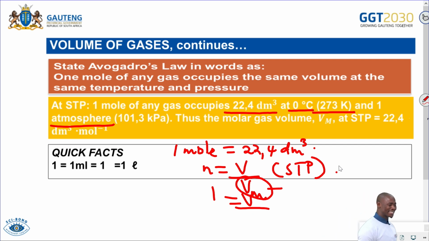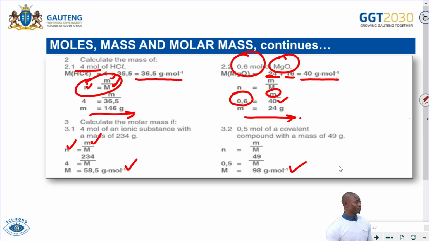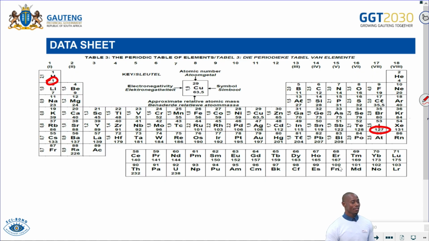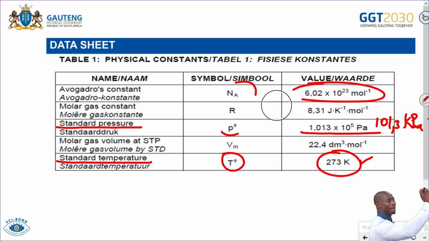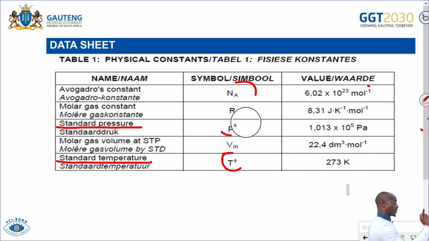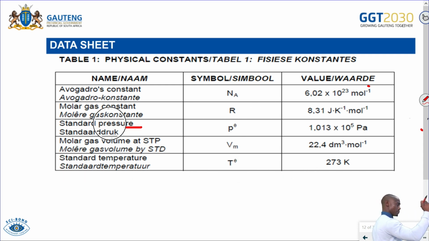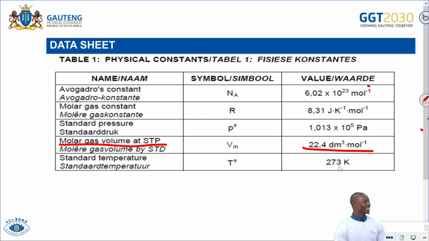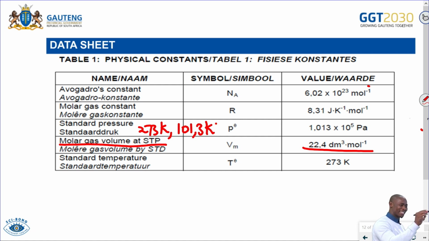The molar gas volume at this temperature and this pressure, the standard temperature and standard pressure, what is the molar gas volume at 273 and 101.3 kilopascals? Let's check the value of the molar gas volume at standard temperature and pressure. You can see that these values are very, very important. The molar gas volume at STP is 22.4 cubic decimeters per mole, at 273 Kelvin and 101.3 kilopascals.